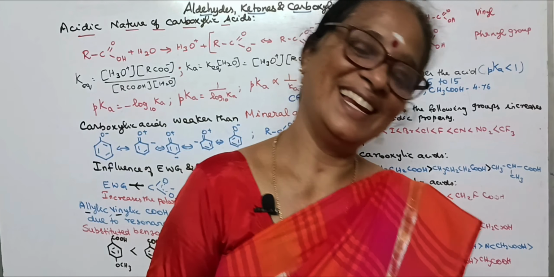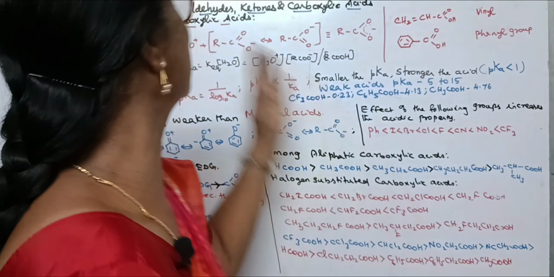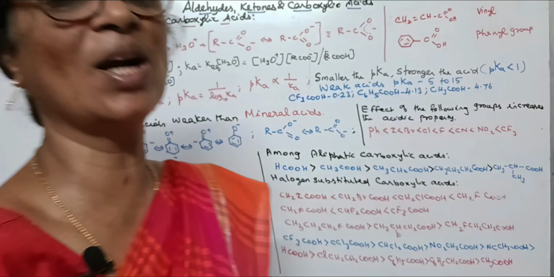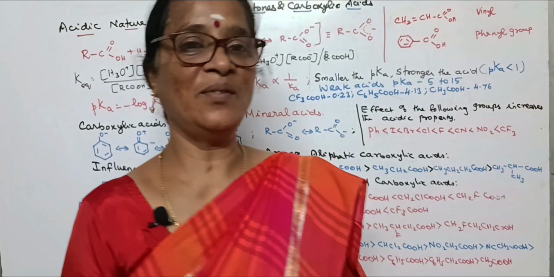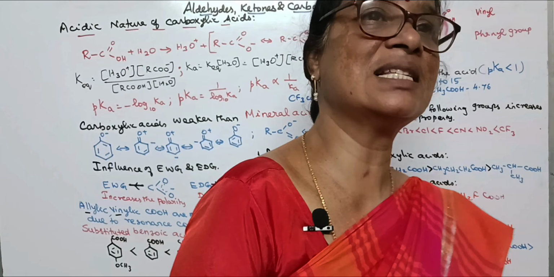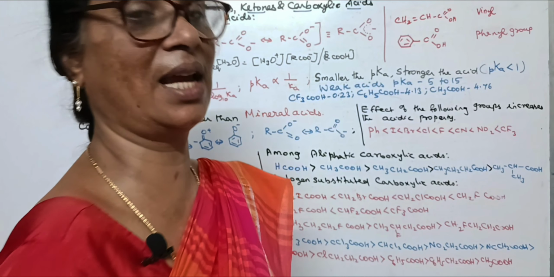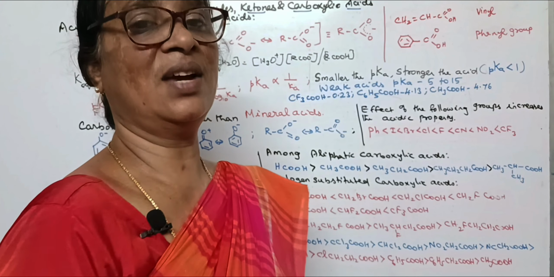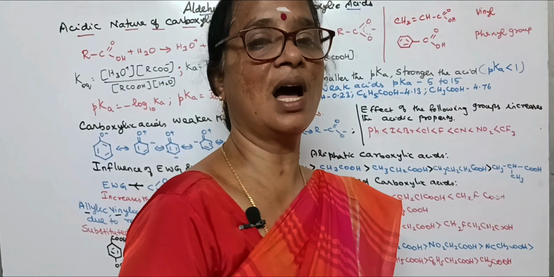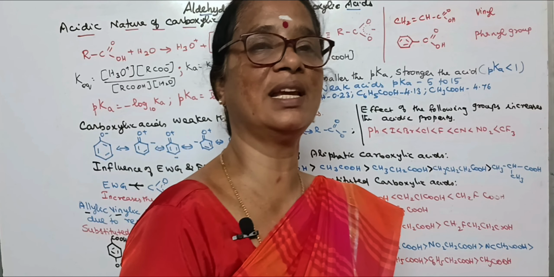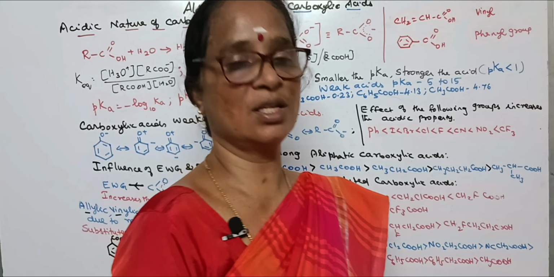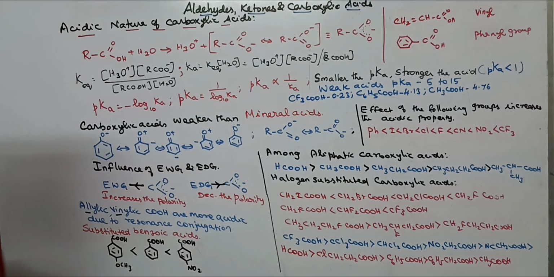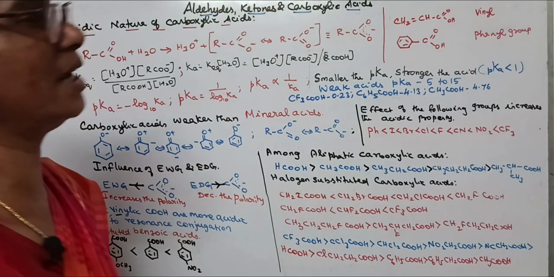Hello students, let us start our today's session from the chapter Aldehydes, Ketones and Carboxylic acids. Today we are going to discuss the acidic nature of carboxylic acids. Along with that, we have a few more topics about the derivatives of carboxylic acid. That too we will discuss today. Okay, let us start the acidic nature of carboxylic acids.